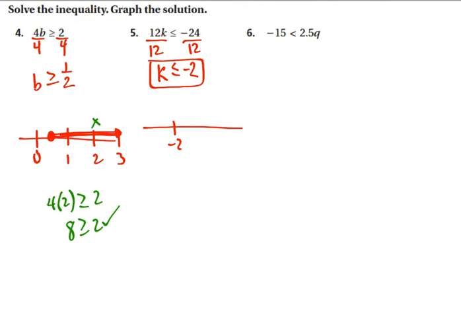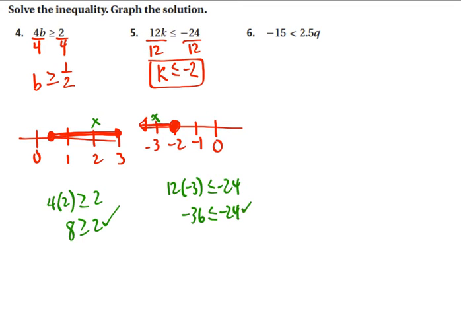Negative 2 is going to be my most important number on the number line here. And it is included, so it needs to be a closed boundary. And k is less than, so it's going to go in this direction. Just picking a number to try it out, let's try negative 3. 12 times negative 3 is negative 36, less than or equal to negative 24, which is true. Okay, let's move on to the next example.